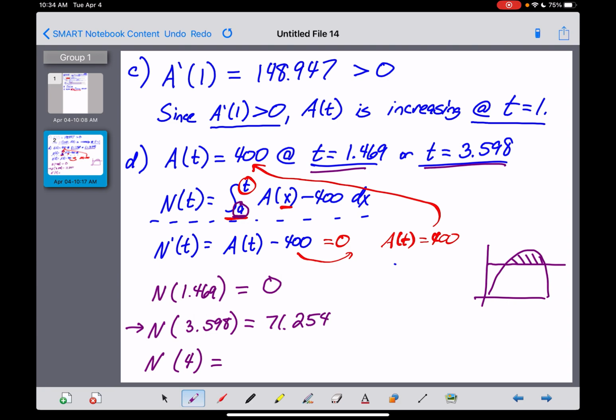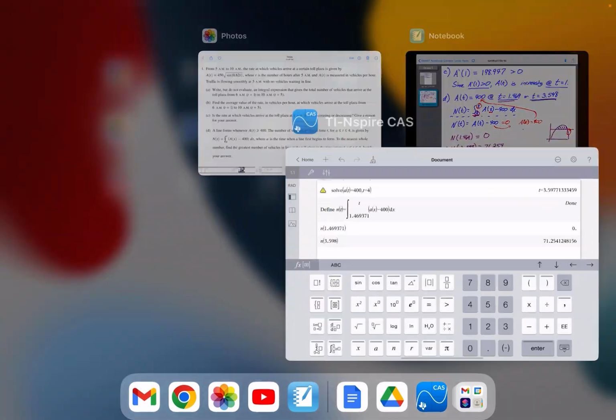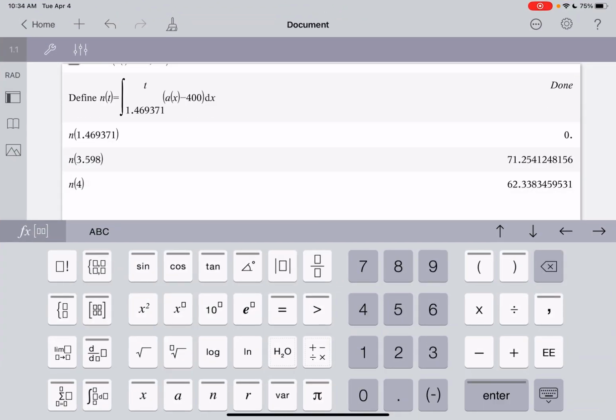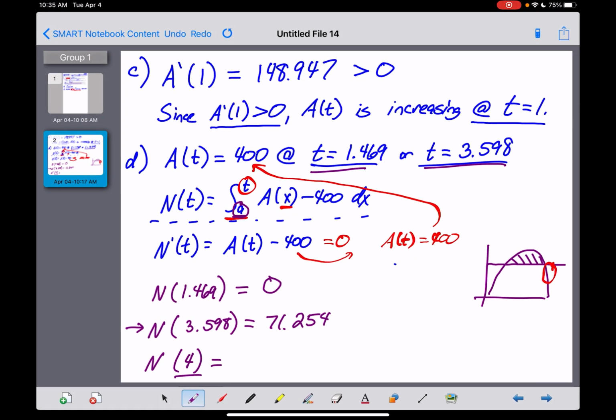71.254. Now, how about at N of 4? At N of 4 now, which is actually sometime like over here somewhere, we're now clearing cars out of the toll plaza here at a faster rate than they're showing up. So that doesn't mean there's going to be no line right here, but I do think this line will have gone down from what it was at its peak. And N of 4, yeah, it did, 62.338. All right, guys, 62.338.